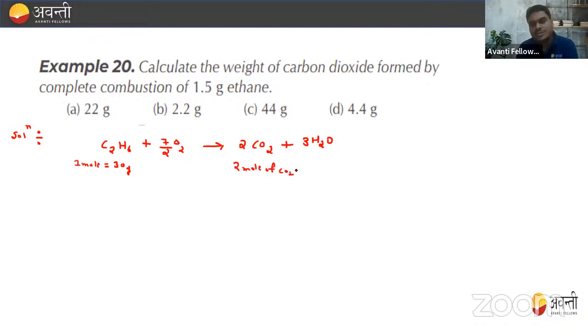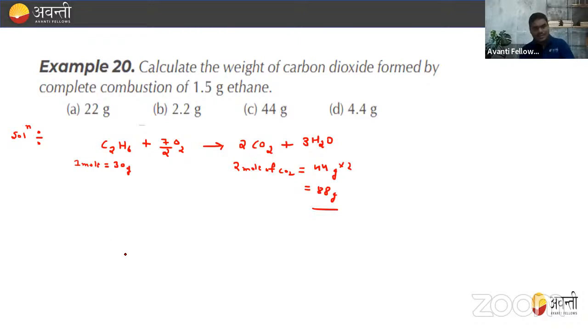2 mole of CO2 is equal to 44 gram each, so that is 2 into 44. It comes out to be 88 gram.